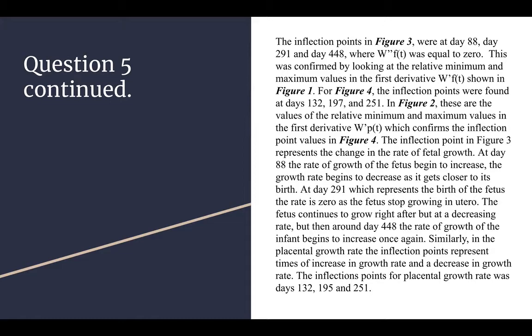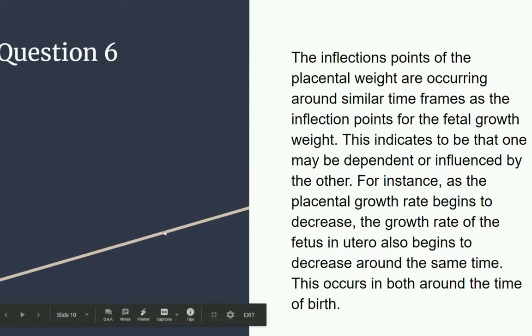Similarly, in the placental growth rate, the inflection points represent times of increase in growth rate and a decrease in growth rate. The inflection points for placental growth rate were days 132, 195, and 251. The inflection points of the placental weight are occurring around similar time frames as the inflection points for the fetal growth weight. This indicates to me that one may be dependent on or influenced by the other. For instance, as the placental growth rate begins to decrease, the growth rate of the fetus in utero also begins to decrease around the same time. This occurs in both around the time of birth.